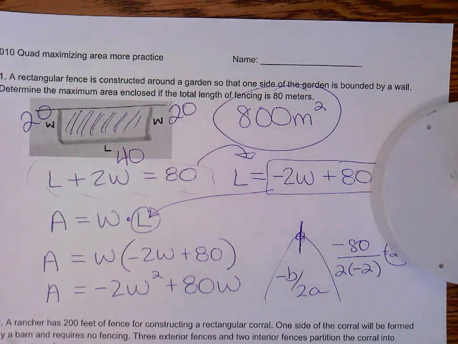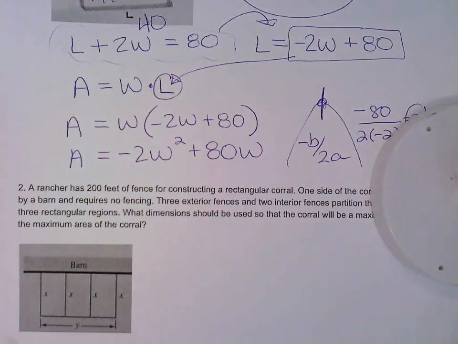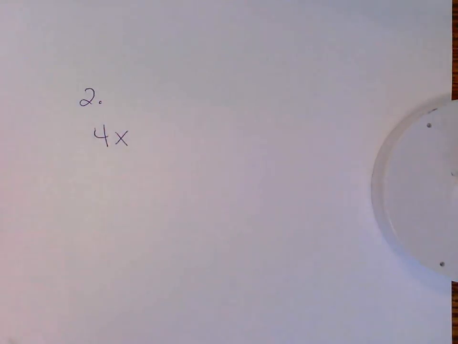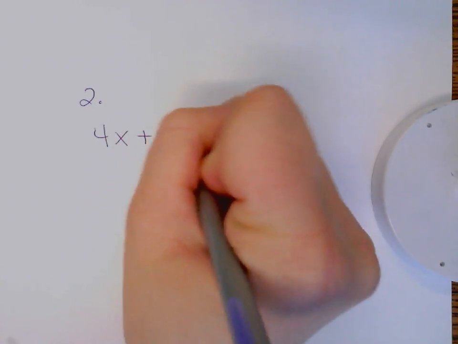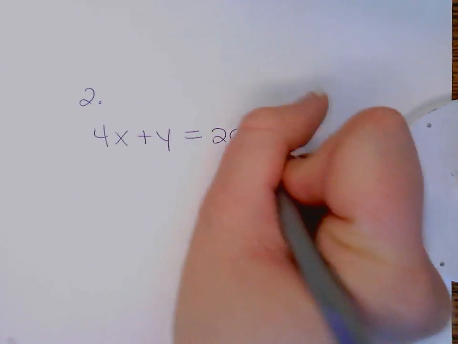Okay, so now you are trying example 2 on your own. The two equations you would need for number 2: for perimeter, you have 4x, right? There's 4 x's and there's 1 y. You have a total of, was it 200? So that's your perimeter equation.